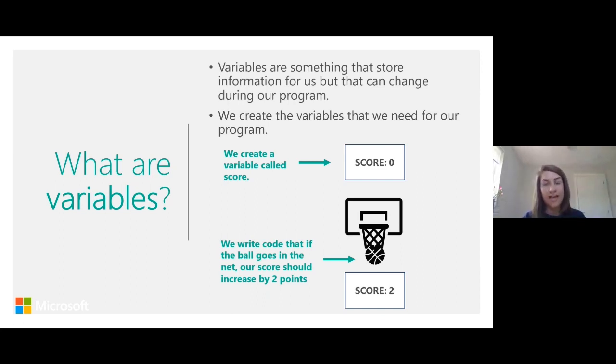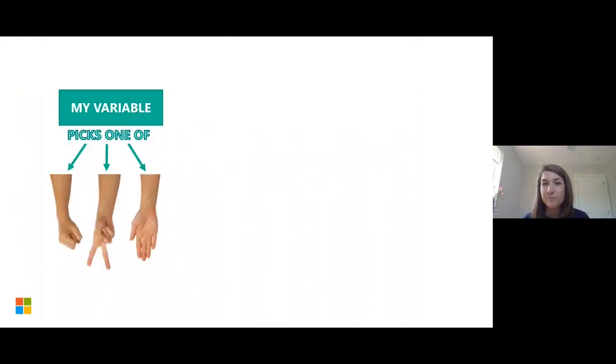And if we score again, it knows every time the basketball goes in the net, that score goes up by 2 points. So we're reusing that variable over and over again. Now, what's interesting, and maybe might be a bit tricky about today's challenge, is our variable that we create has to be able to pick between 3 things.